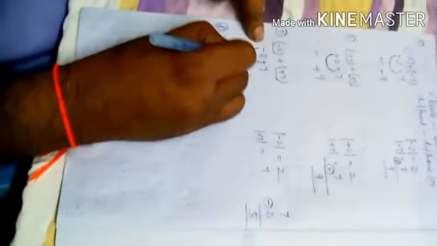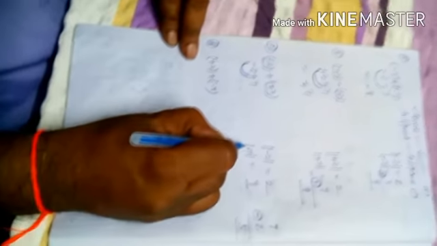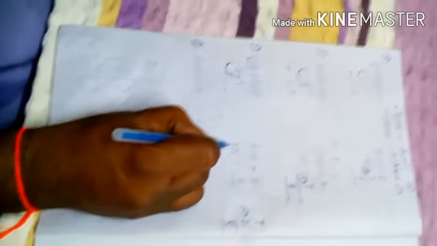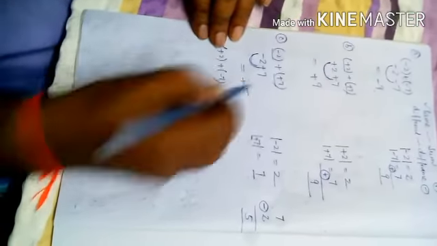In this, what is the big number? 7 is the big number. For that, which symbol is there before the modulus? Plus is there. That's why the answer is plus 5. Answer is plus 5. Coming to the last question.